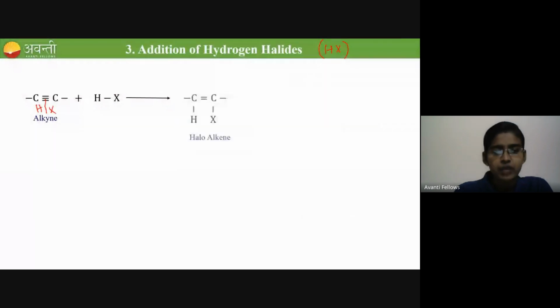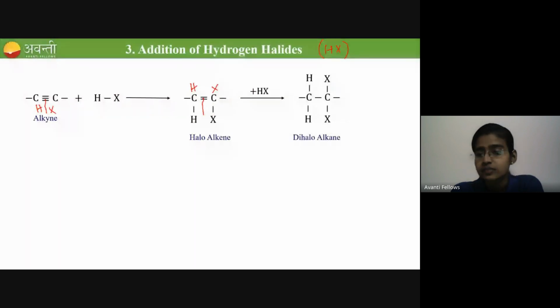So if I do that, I will get a haloalkene. Now to this haloalkene, if I add one more mole of HX, what will I get? Break the bond, add H here and X here. So now you will get a dihaloalkane, which is called a geminal dihalide. It is called geminal, written like this, gem-dihalide.